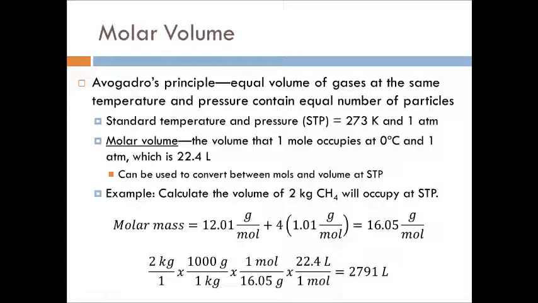Along the same lines of ideal gas, when Avogadro was studying gases and came up with his Avogadro number, he noticed that if you had equal volumes of gases at the same pressure and temperature, you would have the same number of particles. Scientists decided to set a standard with this pressure and temperature. This became known as STP, standard temperature and pressure, with values of 273 Kelvin, or 0 degrees Celsius, and 1 atmosphere.